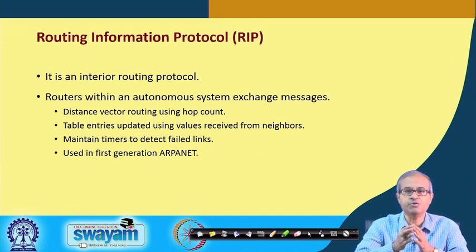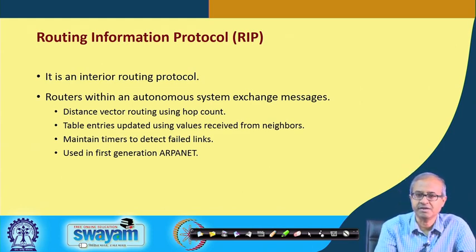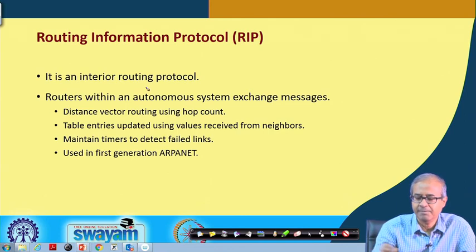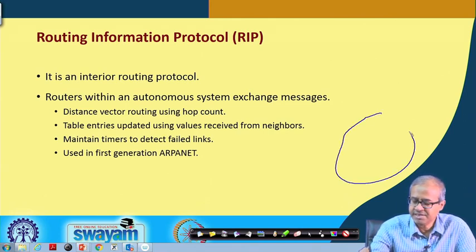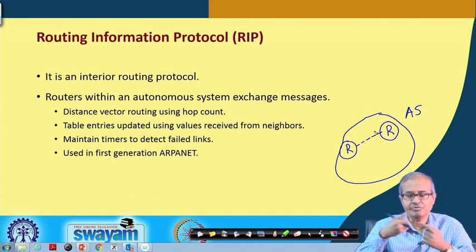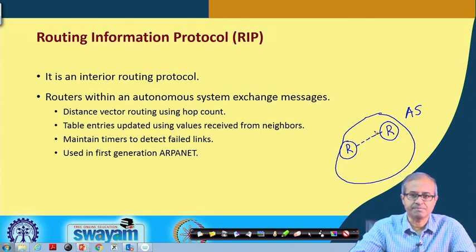Now, let us briefly look at these routing protocols one by one. First, we talk about RIP, the Routing Information Protocol. I mentioned already, it is an interior routing protocol meant to be used inside an autonomous system. If this is an autonomous system, routers present inside this AS will be using RIP to exchange information for updating their routing tables.